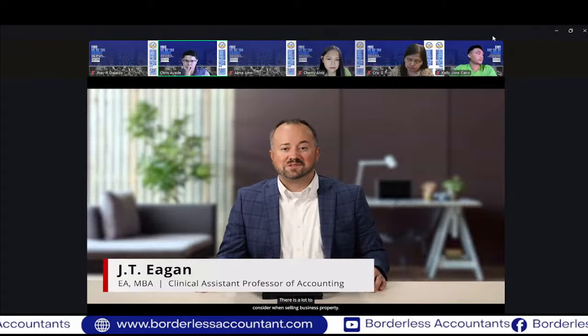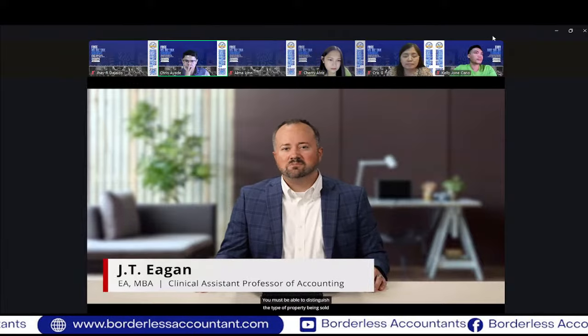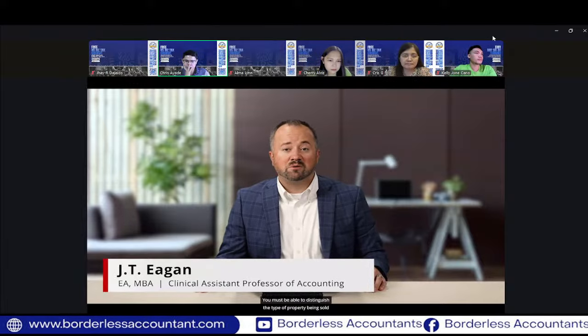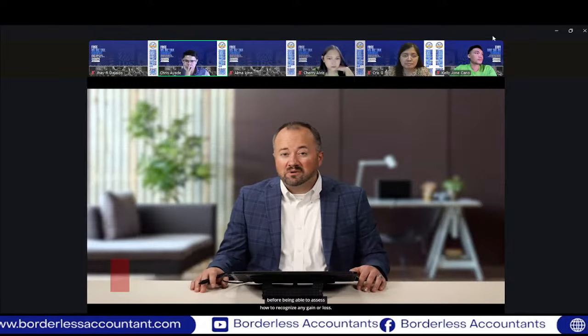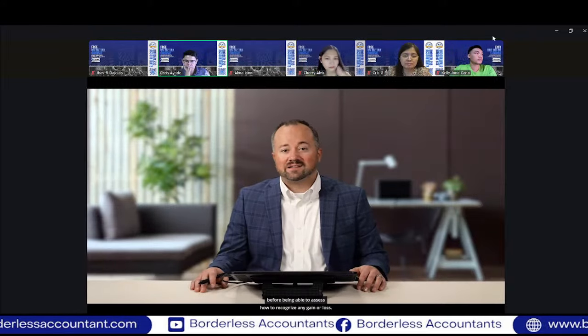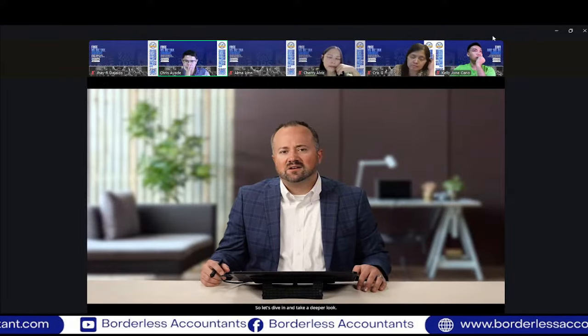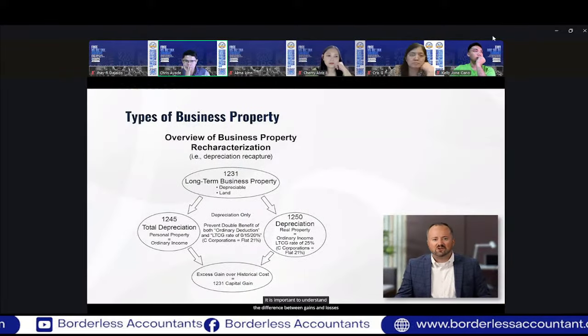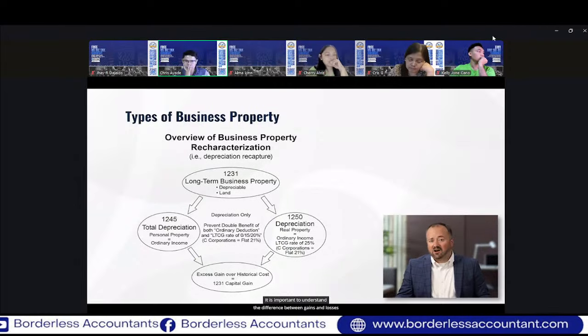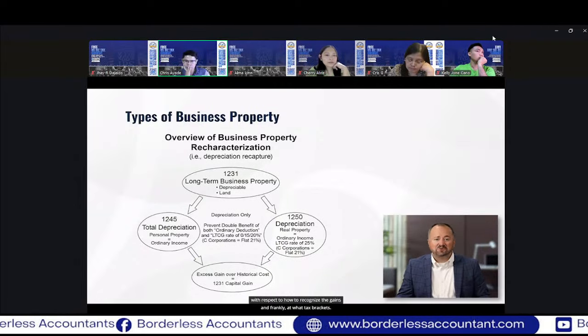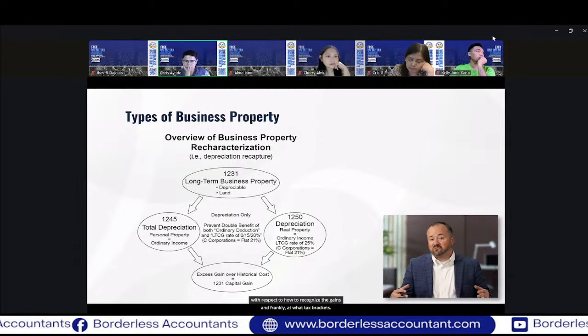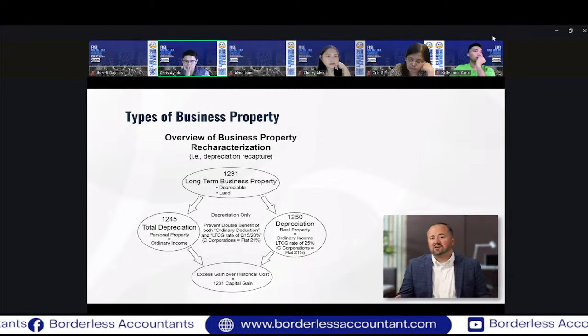There is a lot to consider when selling business property. You must be able to distinguish the type of property being sold before being able to assess how to recognize any gain or loss. So let's dive in and take a deeper look. It is important to understand the difference between gains and losses with respect to how to recognize the gains and, frankly, at what tax brackets.